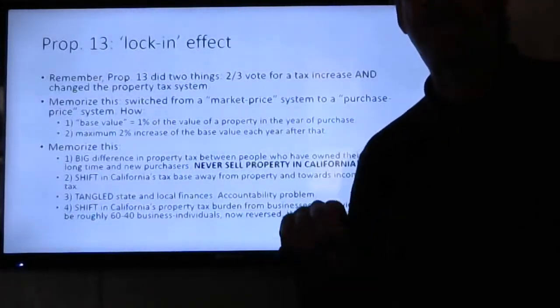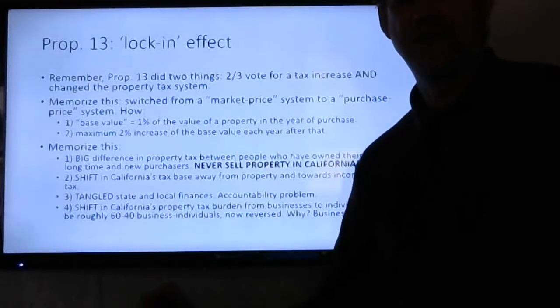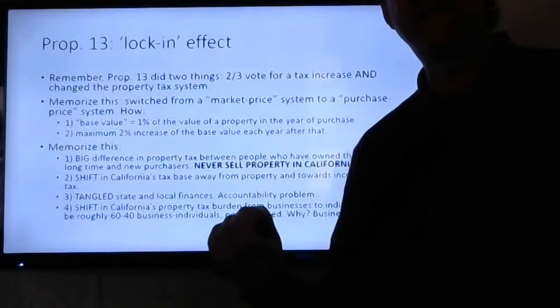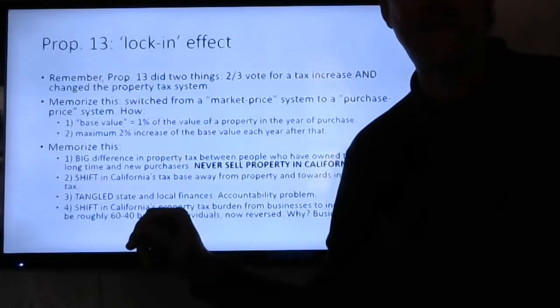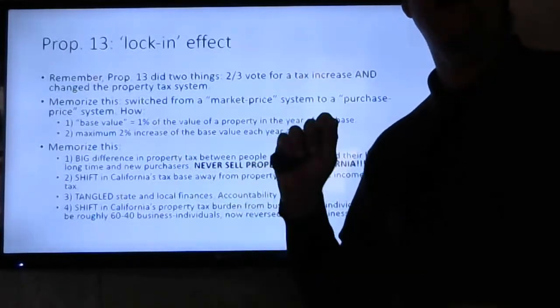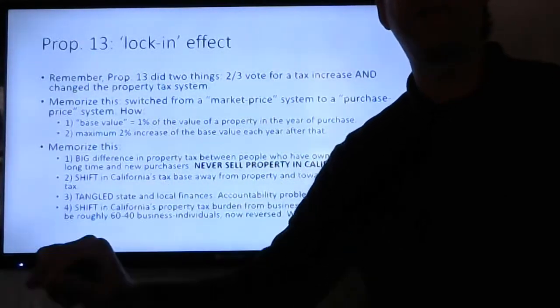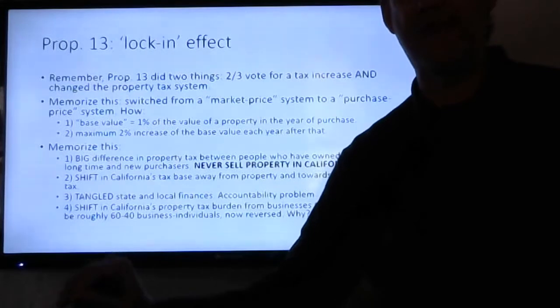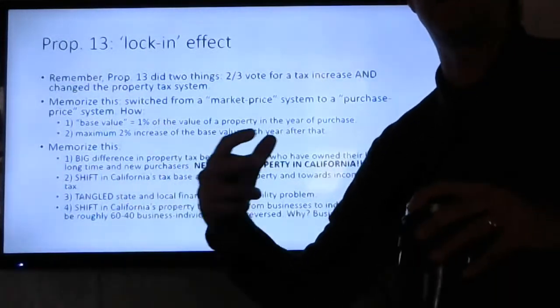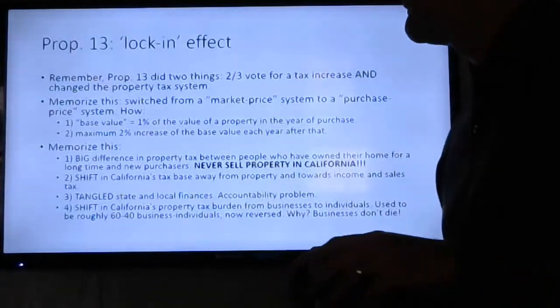What used to happen is that all the property tax money went straight to cities and counties. Once Prop 13 came in, cities and counties had no money. And so the state said, okay, we're going to give you money from state and income taxes to make up for the money you lost from property taxes. And then the state started collecting that property tax to themselves, for the most part.